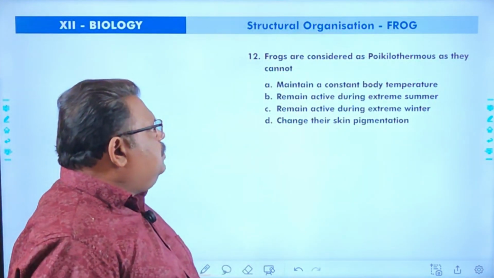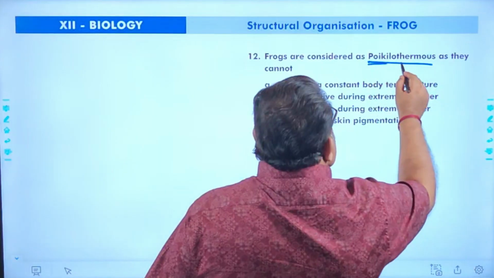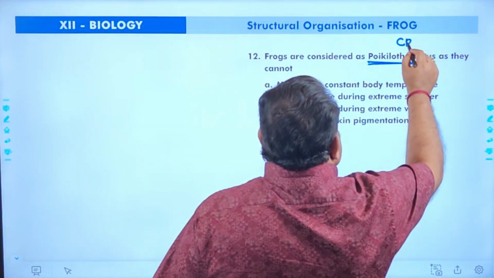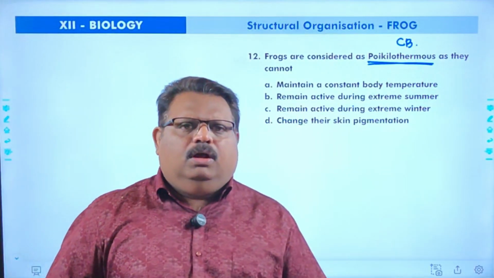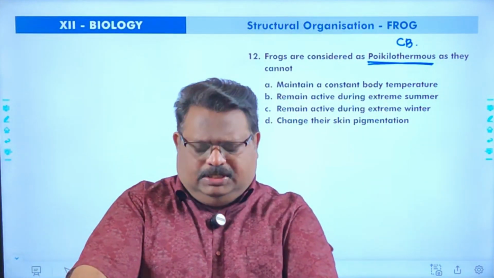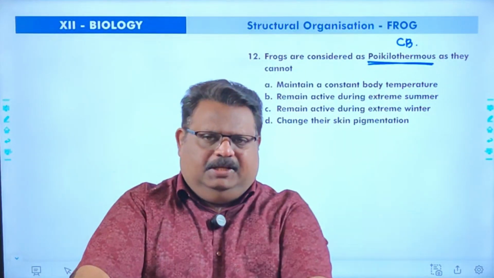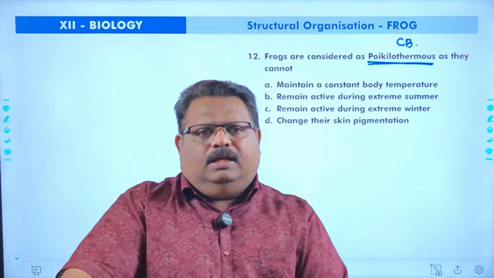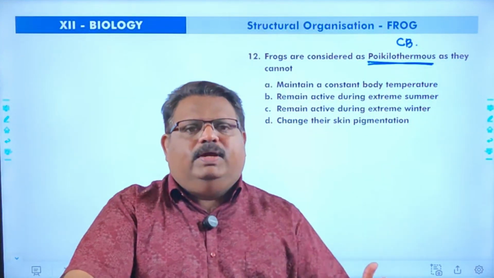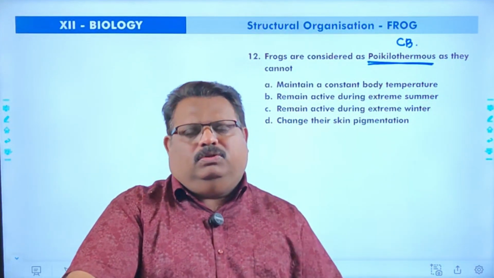Next one, frogs are considered as poikilothermous. Poikilothermous means cold-blooded condition. Warm-blooded condition is called homeothermy. What is meant by cold-blooded condition or poikilothermous nature? That means they are unable to maintain a constant body temperature. The thermoregulatory mechanisms are absent. That means their body temperature fluctuates with the variations of the environmental temperature. That condition is called poikilothermy.